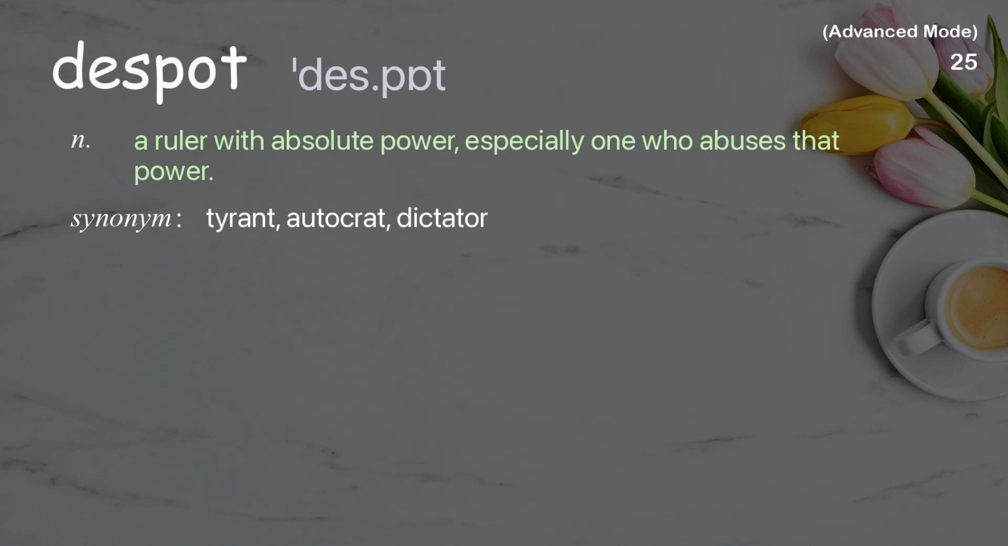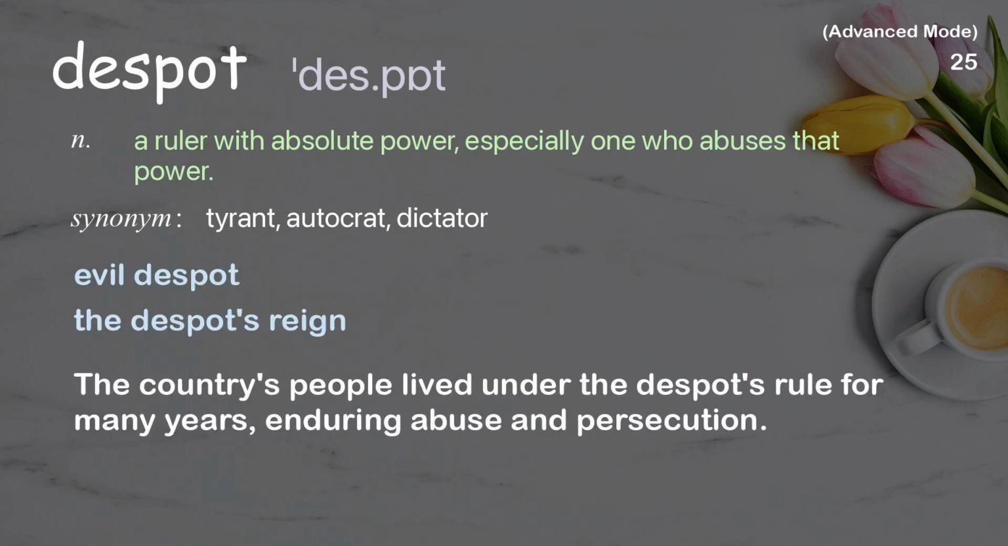Despot. A ruler with absolute power, especially one who abuses that power. Examples: evil despot, the despot's reign. The country's people lived under the despot's rule for many years, enduring abuse and persecution.